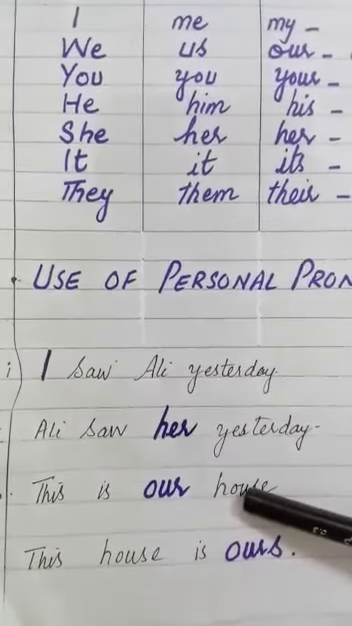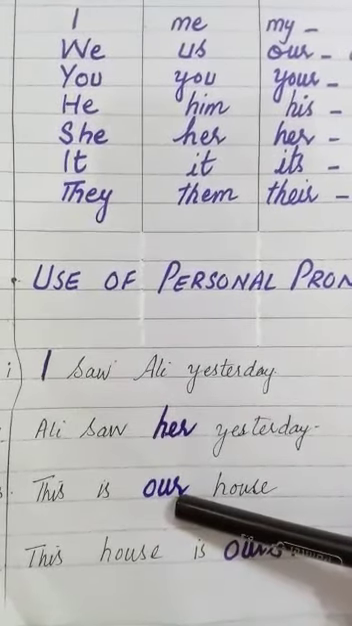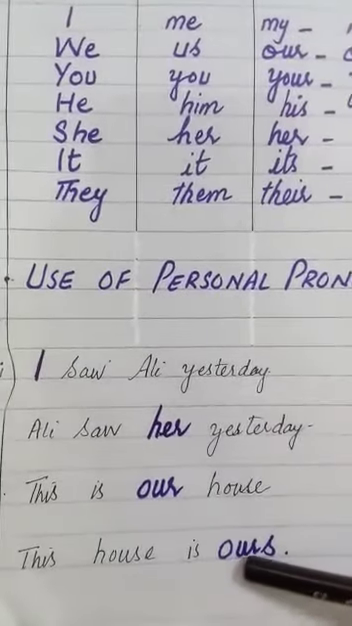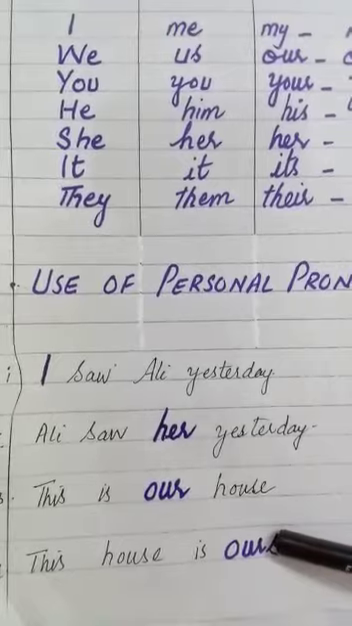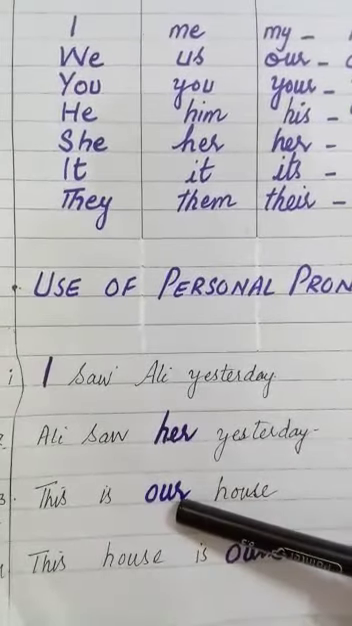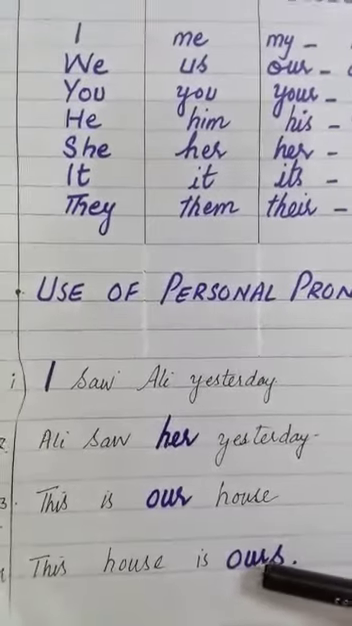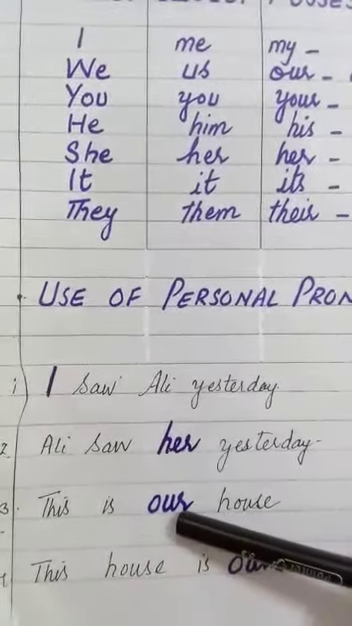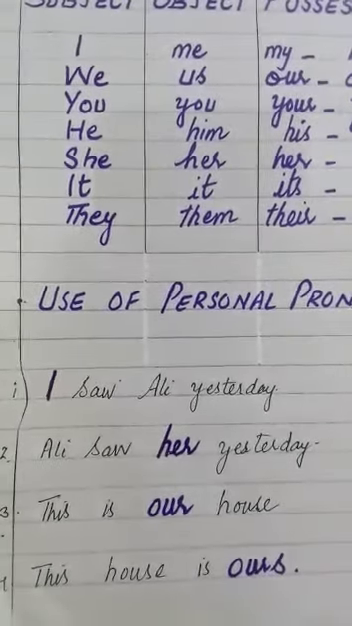This is our house. Our is personal pronoun, but that is possessive case because this is showing possession. Similarly, this house is ours. This is also showing possession. These two sentences have the same meaning, but here the possessive pronoun is coming before the object, and here it is coming after the object. This is our house, personal possessive pronoun, and this house is ours, personal possessive pronoun.